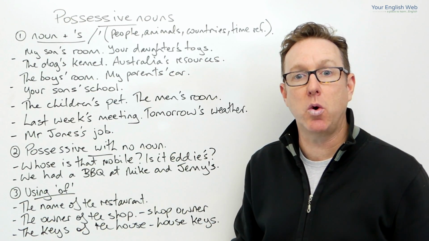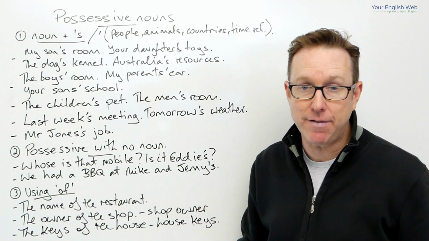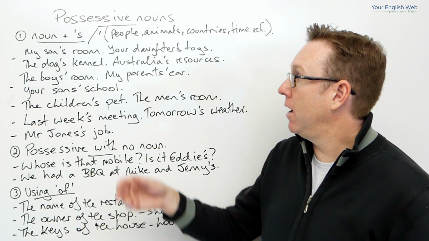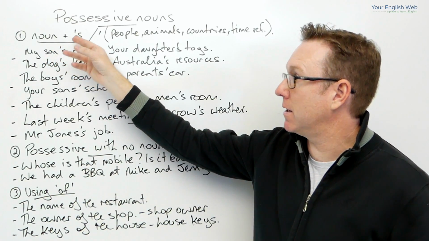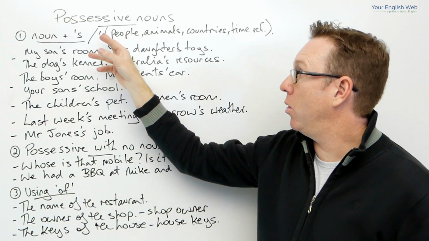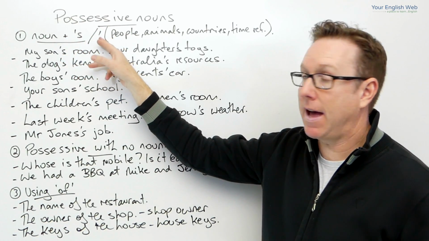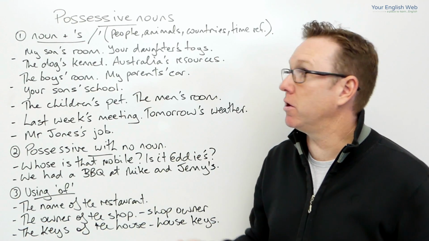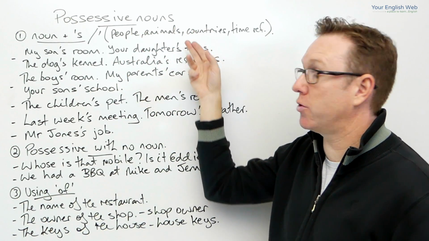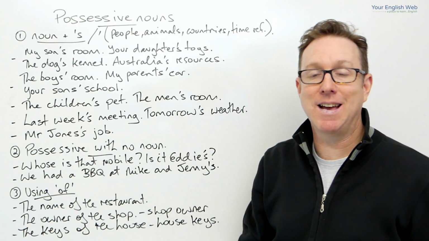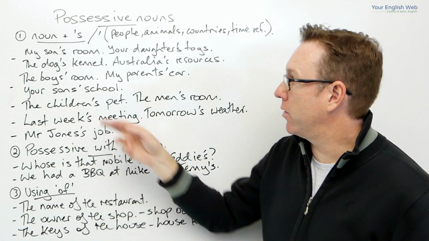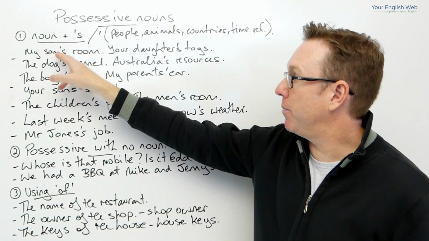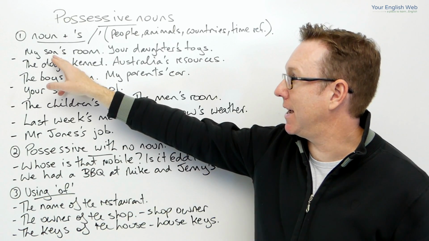Now, this is also called the genitive or the possessive. Some people call it the genitive, some people call it possessive, okay? But basically it's the noun plus apostrophe S structure or the plural noun apostrophe structure. And we use this when we're showing possession for people, animals, countries, time references mainly. So, for example, my son's room, to show that the room belongs to my son.